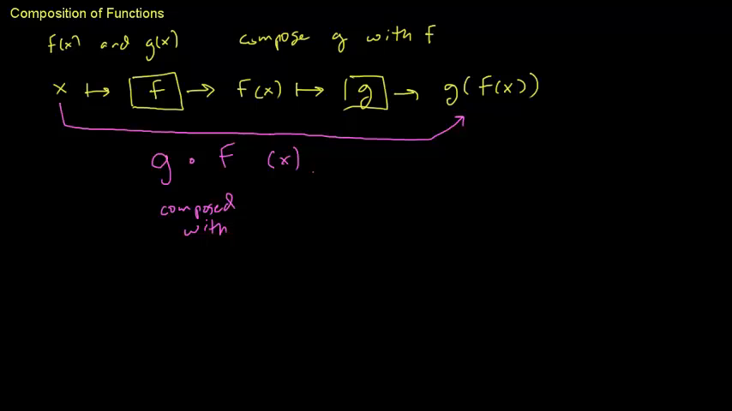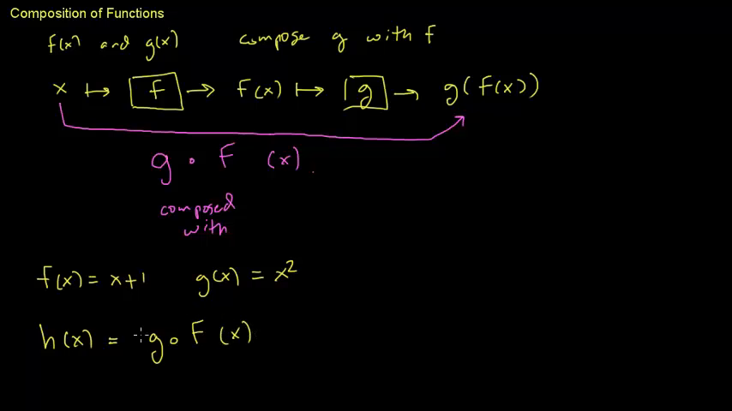So let's do an example. Let's say that f of x is x plus 1 and g of x is x squared, and we want to define a function. We'll call that new function h of x, and we'll say that's going to be g composed with f of x. So the reason we define this new function is to save us time writing it every single time. We don't have to write it as g composed with f. We'll just be able to write it as h.